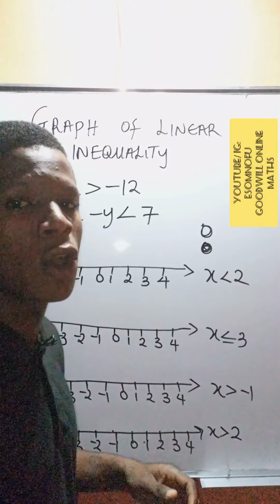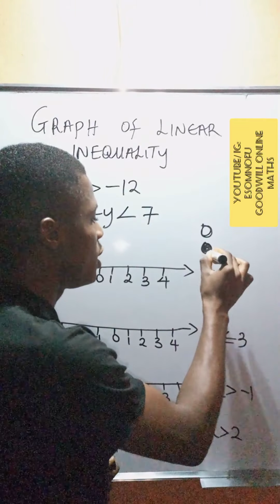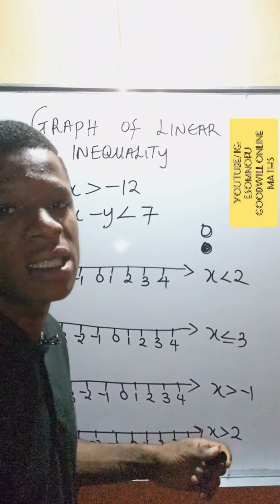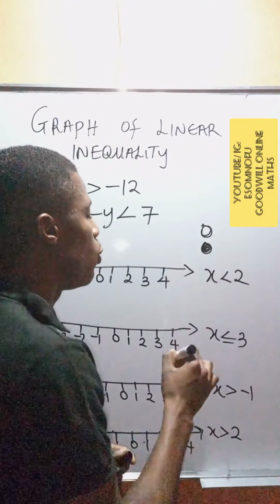where you have that x is greater than or equal to 2. Then we use a shaded one. But if it is x is greater than 2, we use an open circle.